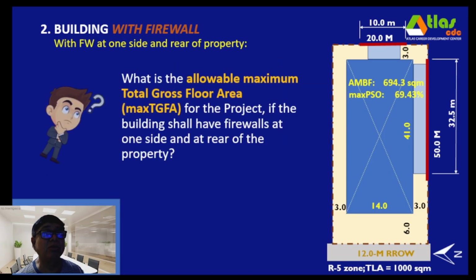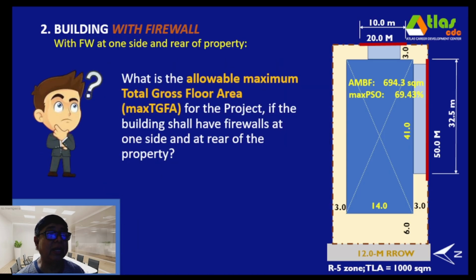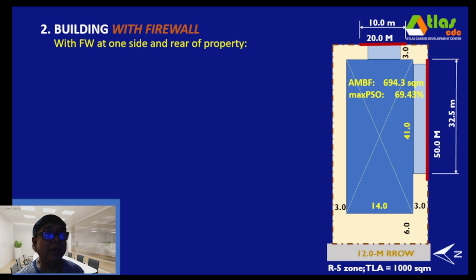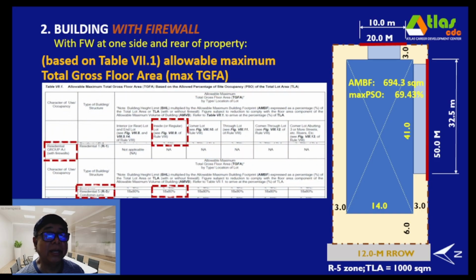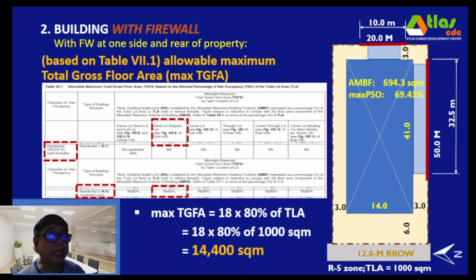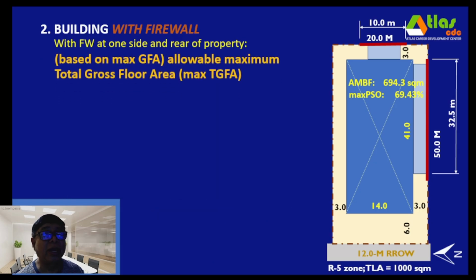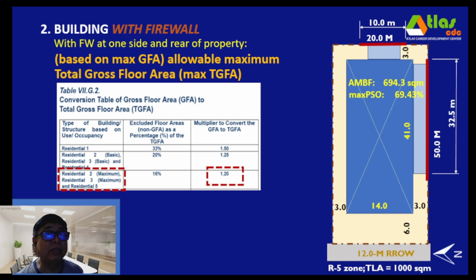Let us look at the maximum TGFA if the building shall have firewalls at one side and at the rear of the property. Our reference is table 7.1. According to this table, wala rin pagbabago kung saan ang location ng firewall. So again, it shows here that our value with firewall is 18 by 80%, or that will be 14,400 square meters. So ang ating conversion factor for the maximum TGFA ay ganun pa rin, 1.2.